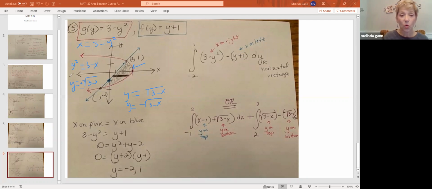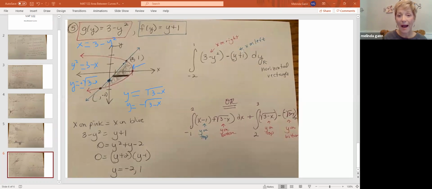Now, look what I did this time. I drew the rectangle horizontal, and here's why. Do you see, no matter where I draw that horizontal rectangle, that I've got pink on the right and blue on the left? Now, we're going to talk about that in just a second. But remember, if I draw a horizontal rectangle, I've got to do dy.